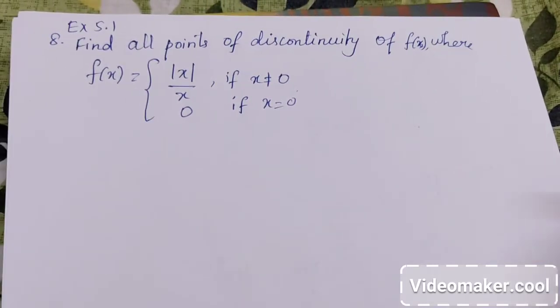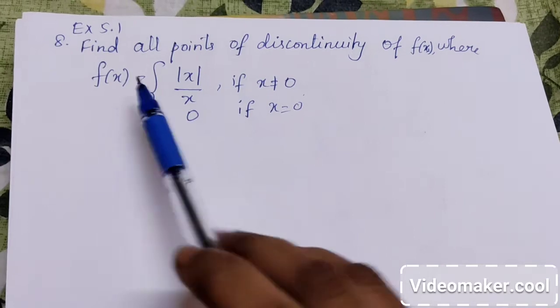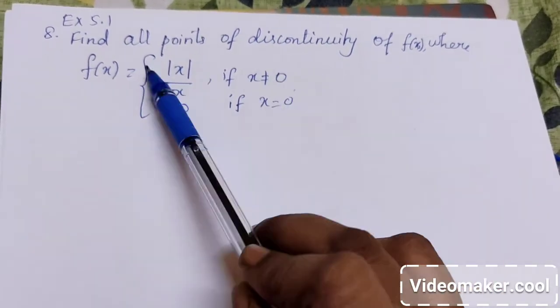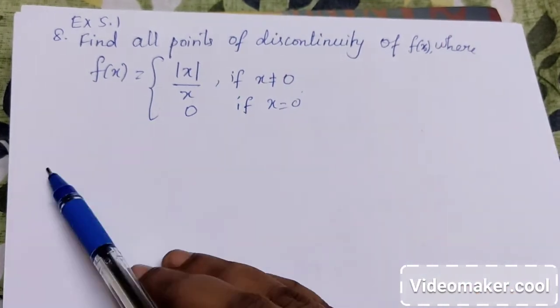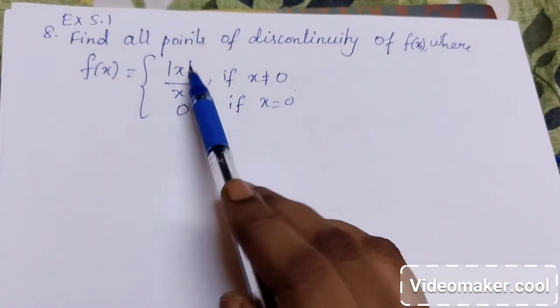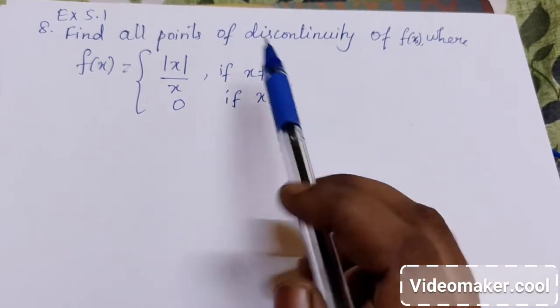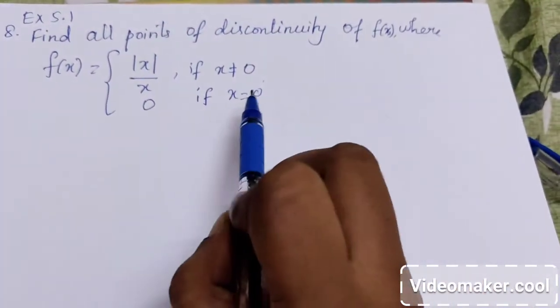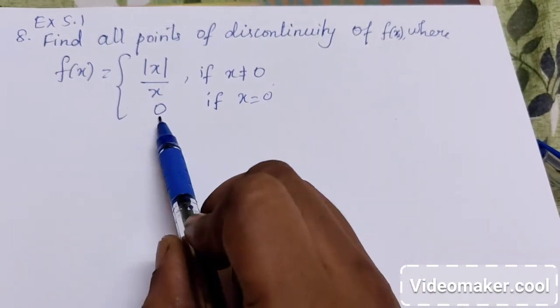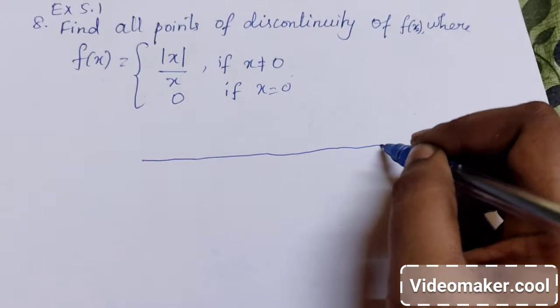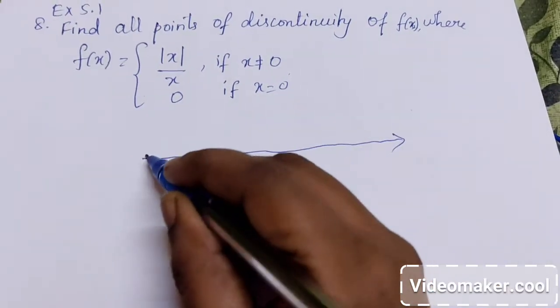Here they have given a function f of x and are asking for the points of discontinuity. The function is mod x divided by x when x is not equal to 0, and if x is equal to 0, the functional value will be 0. So we'll just consider the domain of the function.